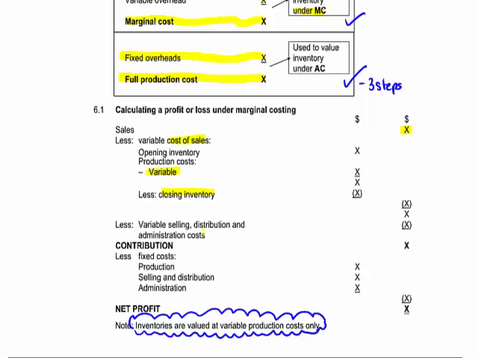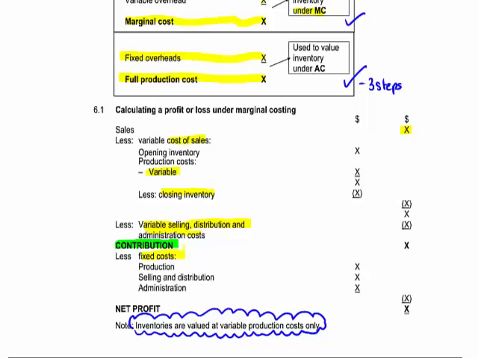Then we take off the selling and distribution costs, which are variable. Instead of being based on the number of units produced, though, these will be based on the number of units sold. So we're going to have sales less all of the variable costs gives us contribution. And contribution is a very important term in management accounting that we'll be covering more shortly. Then we take off all of our fixed costs.